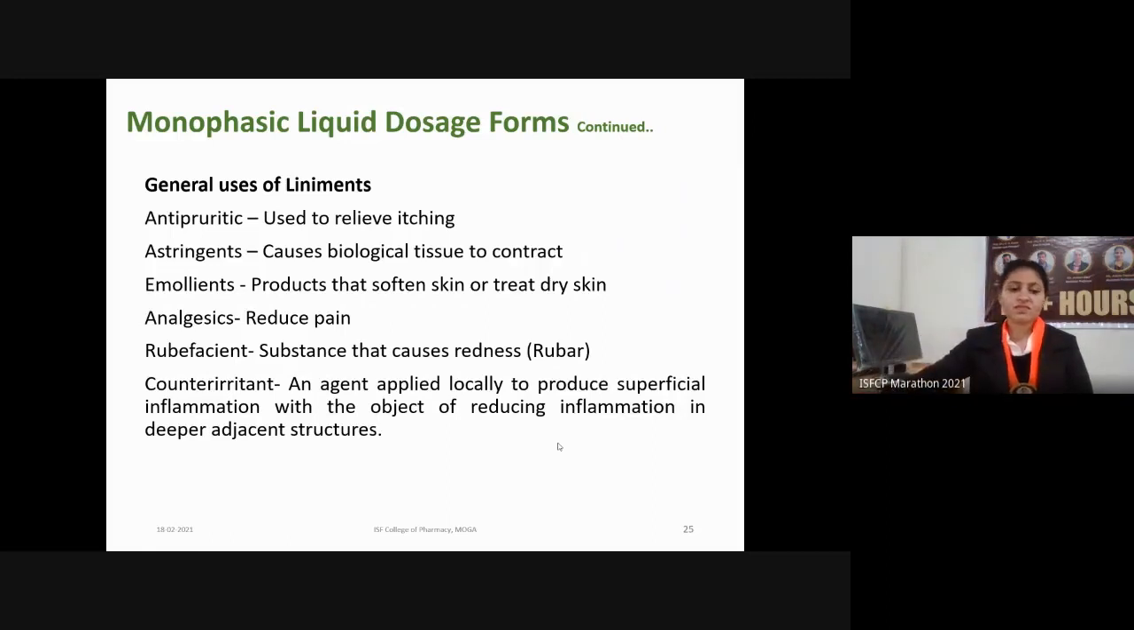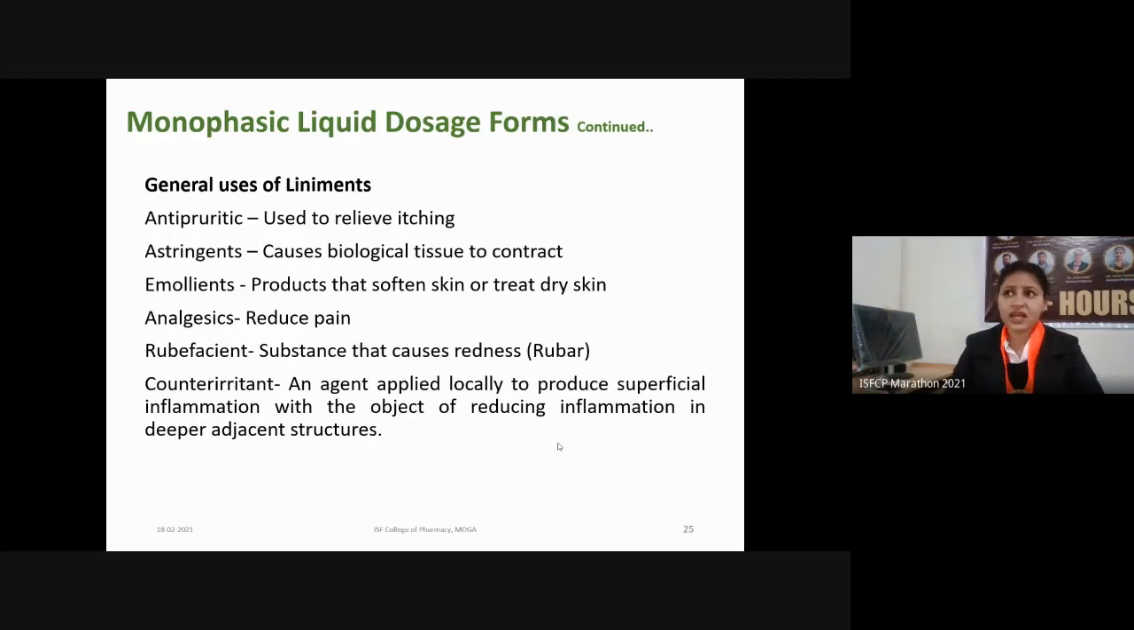Next is astringent. Astringent causes biological tissues to contract. Next is emollient. These are products that soften the skin and treat dry skin. Usually it provides moisture to the skin, helps in softening the skin, and helps to treat dry skin. Usually in winters we use these emollients.